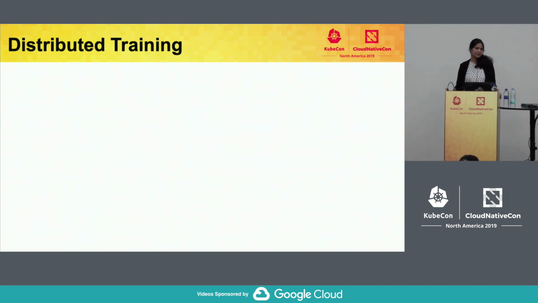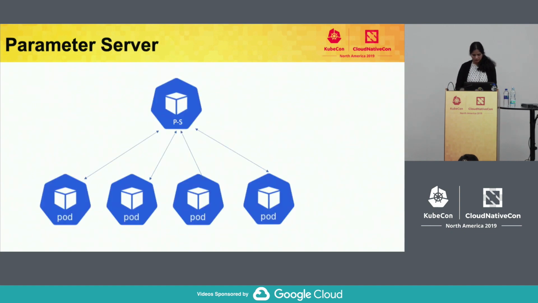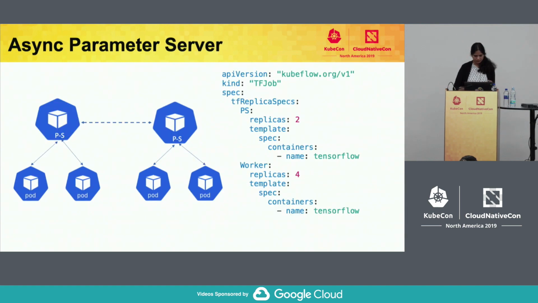So Meenakshi walked us through the different types of parallelism. So how do the different training pods or jobs communicate with each other? One of the common patterns that we see is using a parameter server. This can be a pod that is separate from the training pods, or it can be a part of the training pod itself. So we'll see an example of both using Kubeflow.